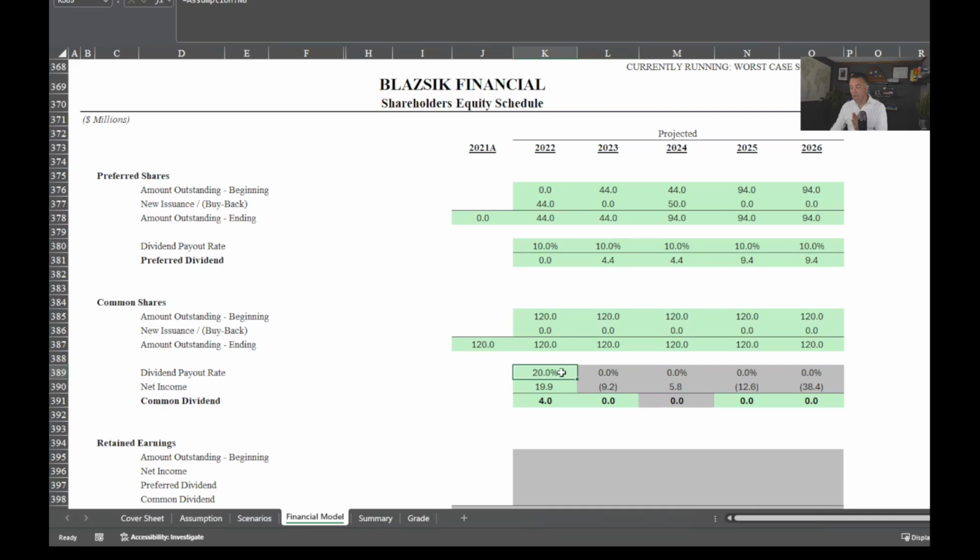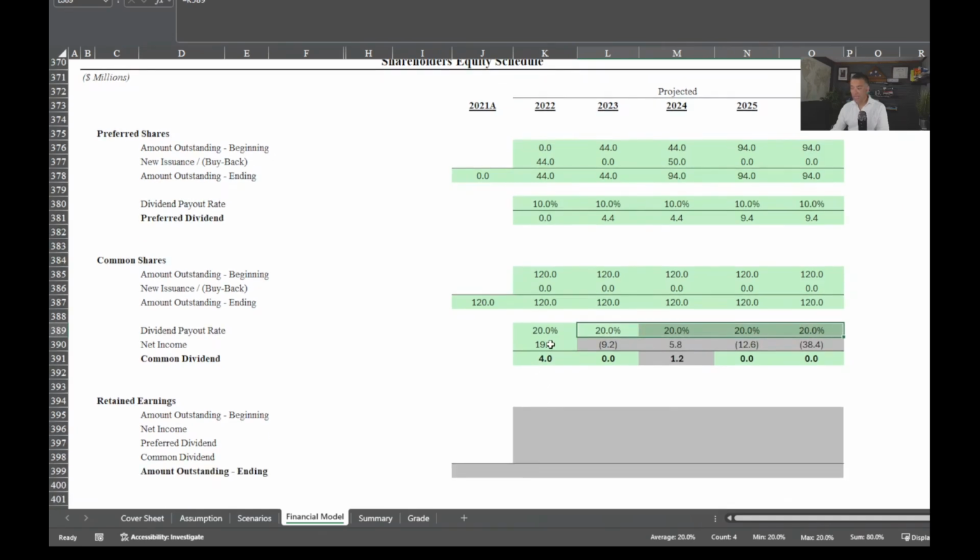I didn't lock that dividend payout rate. I did it too quick. And if you don't catch it right away, you may have some issues with your financial model. So what you have to do is, I'm going to go across and then scroll to the right. Net income is not solved yet, so it's not going to be lit up green.